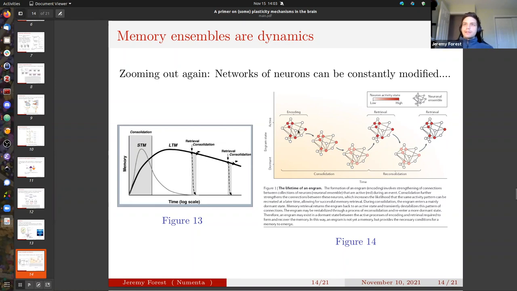Another way of seeing that is on the right here, where the encoding of a specific pattern, represented as the red circles, can be consolidated and then not necessarily be recalled for a long time. It becomes dormant, where the cells are not going to change very much. And then when you have a retrieval of that event, you can either reconsolidate the same pattern of cells, or if that event is overwritten by another event, then that specific pattern is going to be modified.